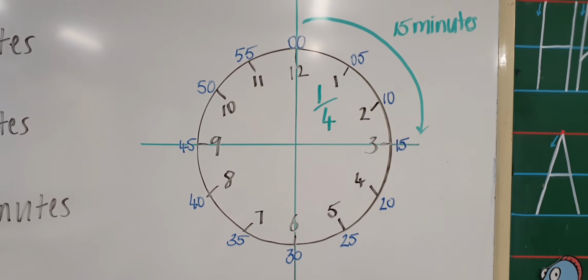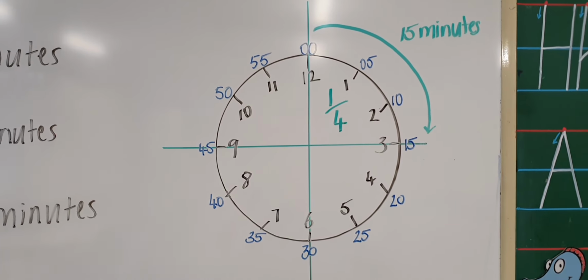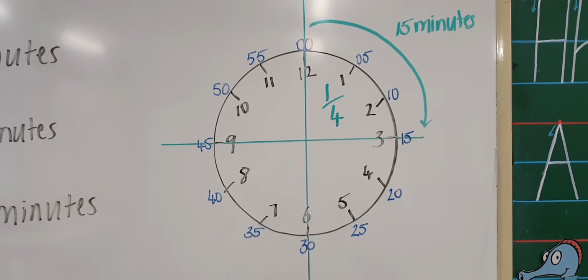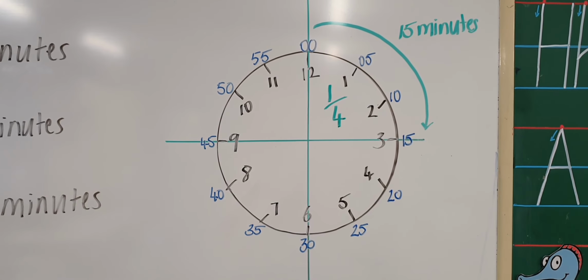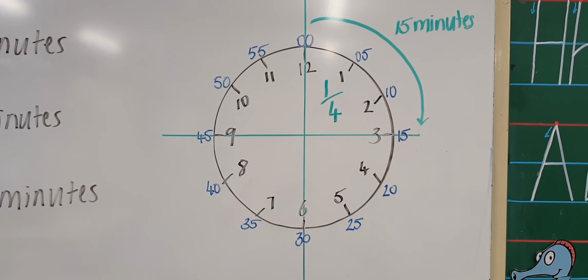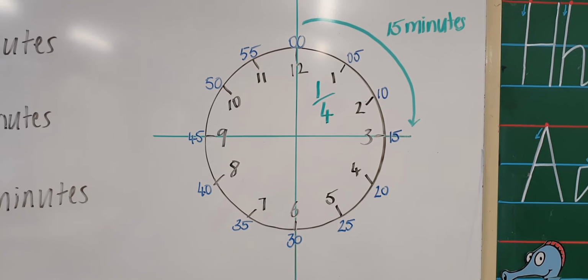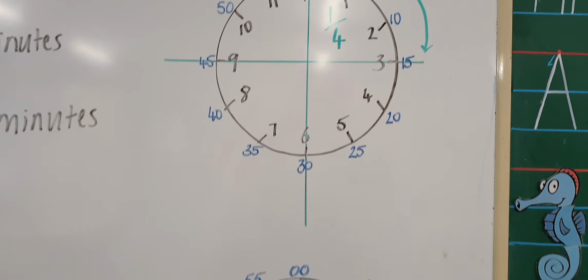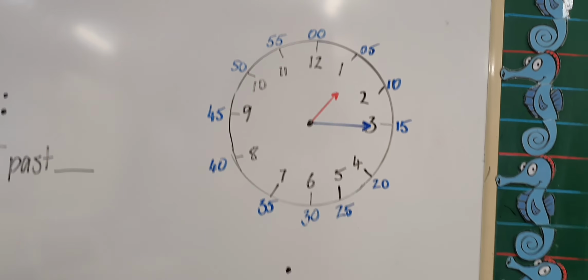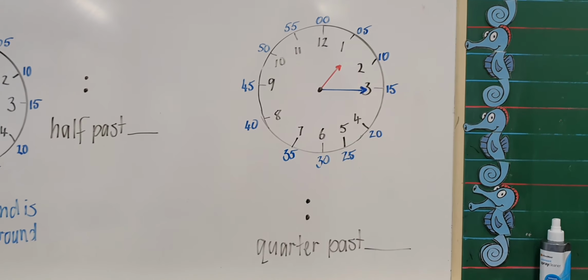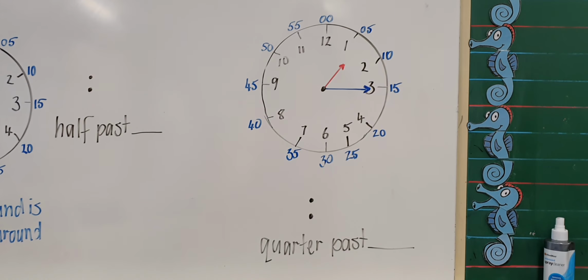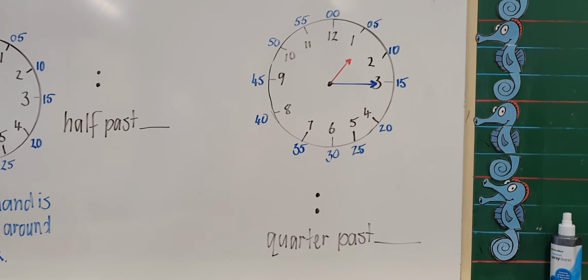We can also have quarter past. That means that our minute hand points to the 3, which means it is 15 minutes past the start of the hour. It is quarter past. So this clock here shows what time? It shows 1:15.